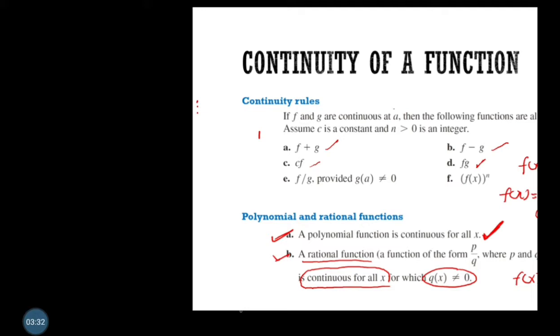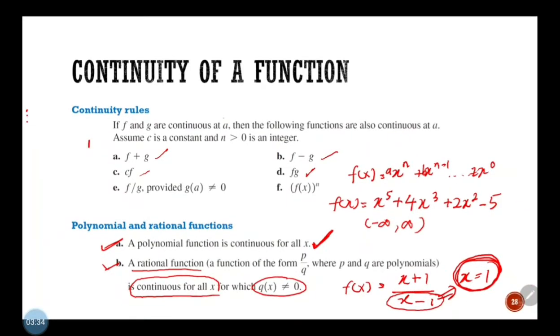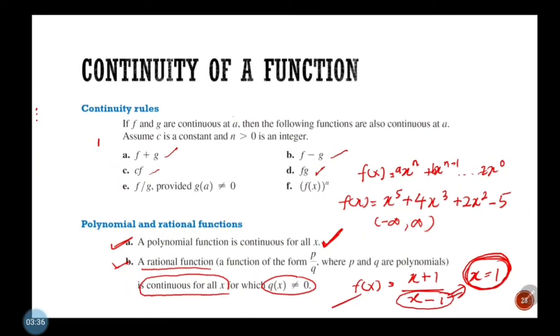Maknanya dia punya domain of continuity will be, kalau this example, negative infinity to 1, exclusive daripada 1 up to infinity. Maknanya 1 ni dia jadi breaking point. Okay, the breaking point. Dia tak termasuk. Okay.